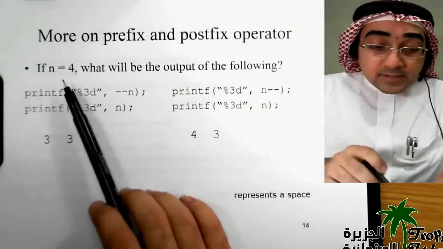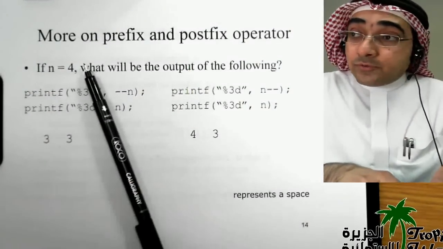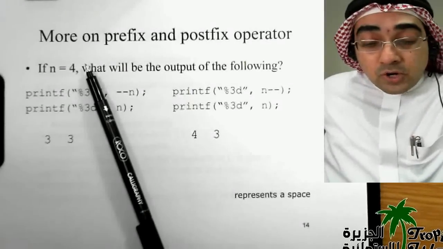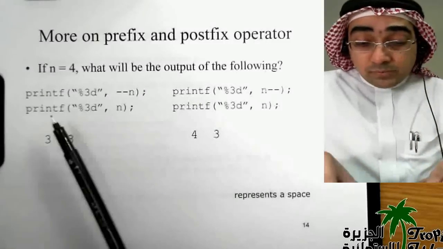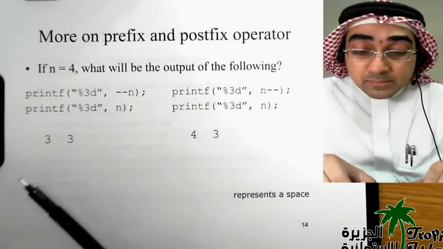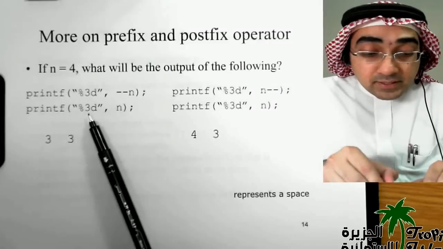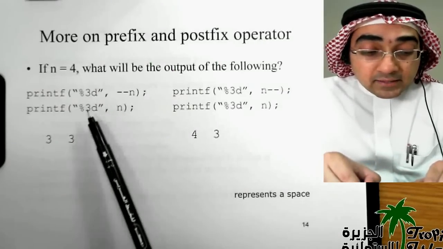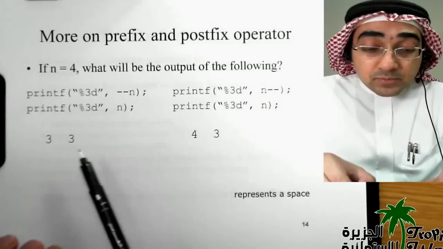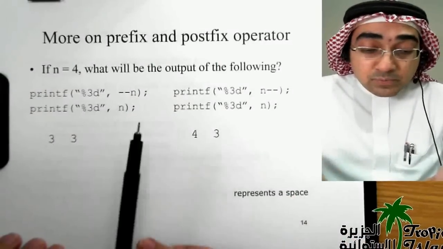In this example, suppose that we have n is equal to 4. Okay, so now we have n is equal to 4. The example is, what will be the output of the following code? printf percentage 3d minus minus n. Then we have a printf percentage 3d n. Now the 3 over here means 3 spaces, and I'm only printing one number, so I'm leaving a space between them, that's all.